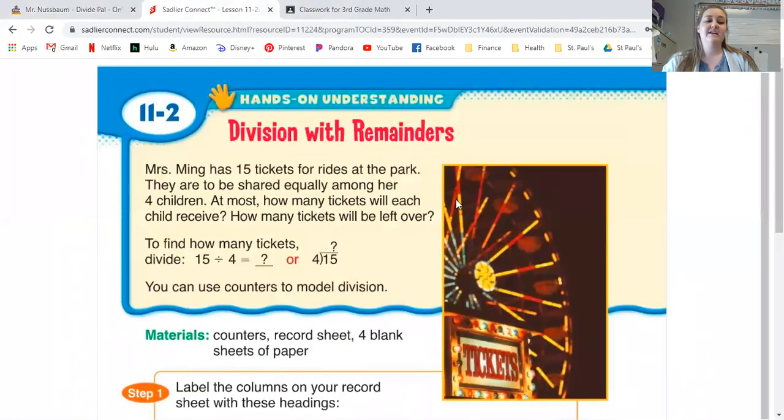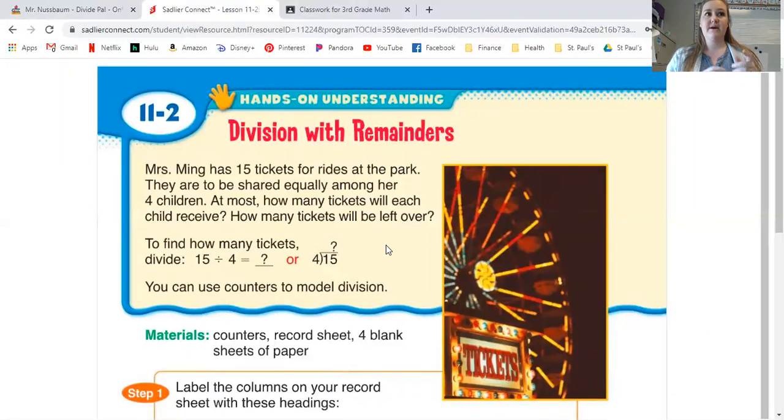So here's your book, chapter 11, lesson 2, on page 366. Say we had a question like this. Mrs. Ming has 15 tickets for rides at the park. They are to be shared equally among her 4 children. At most, how many tickets will each child receive? How many tickets will be left over? She has 15 total and she's trying to divvy them up to 4 people.